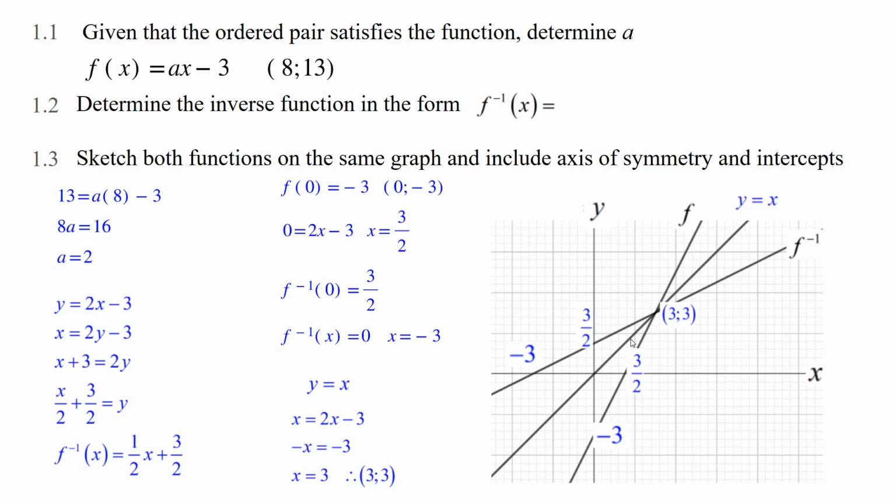Let the line y equals x equal the line y equals 2x minus 3. And when you do that, let them equal each other, then solve. You get minus x equals minus 3, x is 3, y is 3. There you go. If x is 3, y is 3, and that's the place where they cross. And there it is, all done.